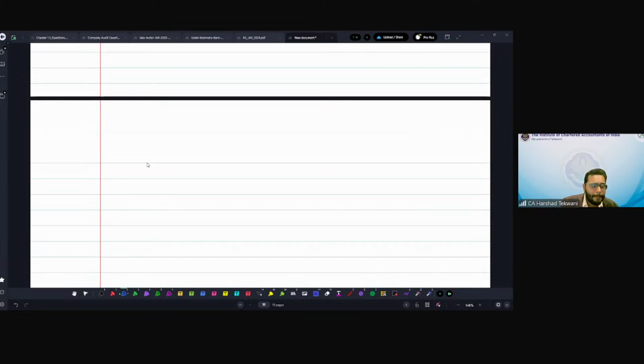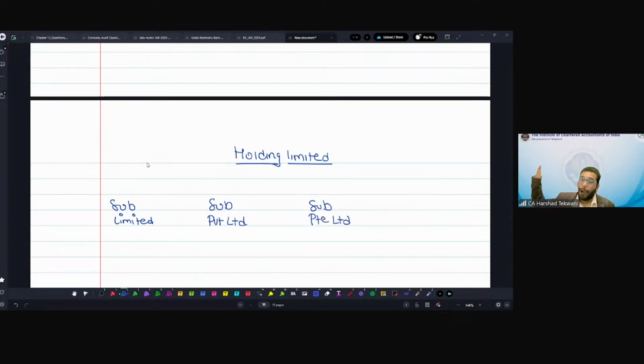Let's say you have one company that is a holding company, Holding Limited. Now this company has subsidiaries. Sub Limited is subsidiary one. Then Sub Private Limited is the second subsidiary. Then let's say Sub PTE Limited outside India, and Sub INC, again outside India. Now you have 4 subsidiaries to this particular company.